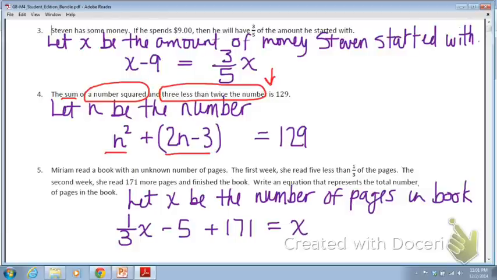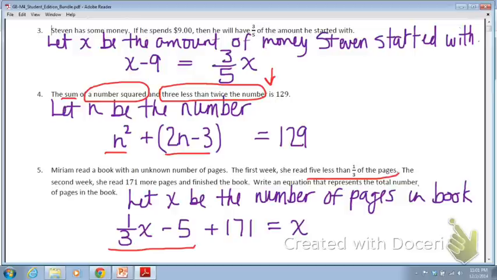Well, if we let X be the number of pages in the book, since that is our unknown, then we can represent what she read the first week by this first part of the statement. So let me grab a different color here. So 5 less than 1/3 of the pages. So that would be this right here. 1/3 of the pages would be 1/3 X. 5 less than 1/3 of the pages would be 1/3 X minus 5. So that's the number of pages that she read the first week.